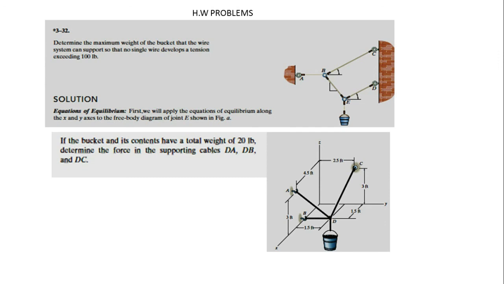And then there's another problem. The bucket and its contents have a total weight of 20 pounds. Determine the force in the supporting cables DA, DB and DC. Okay.